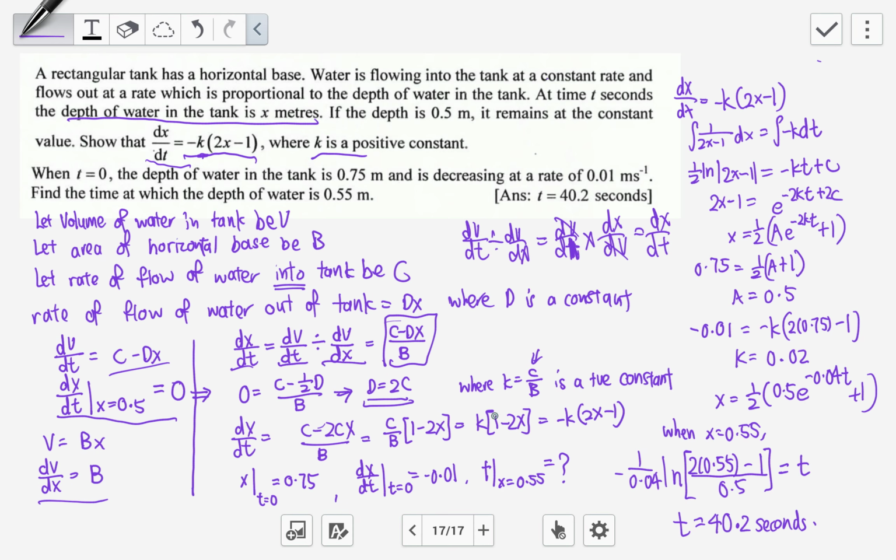So then inside this is 1 minus 2x. To change it to 2x minus 1, I have to multiply by a negative, and then we have shown what they want us to show. So then we begin to collect other information here.